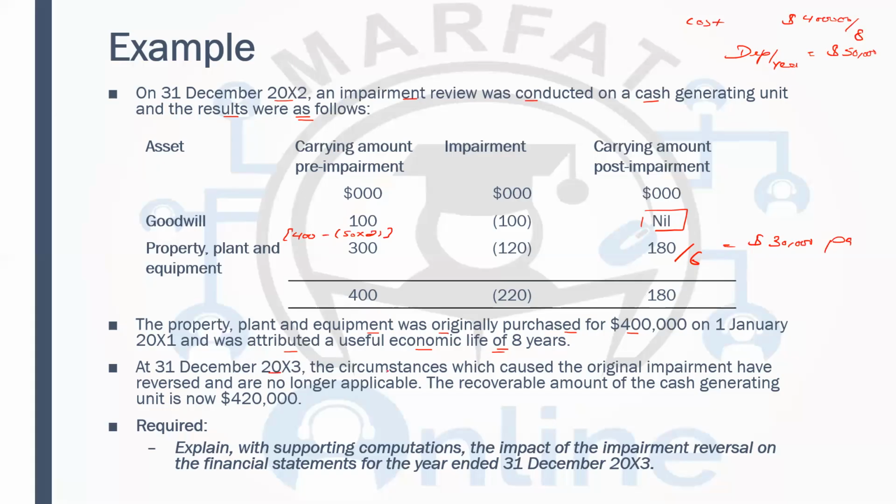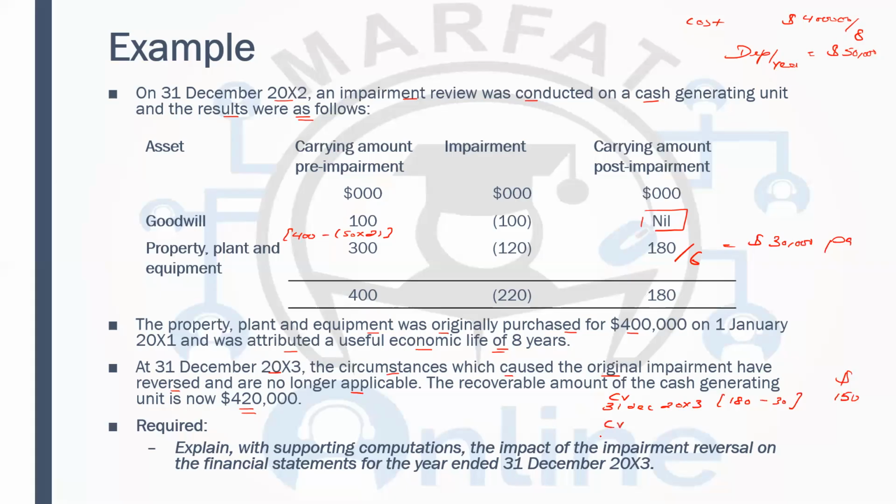At 31st December 20x3, the circumstances which caused the original impairment have been reversed and are no longer applicable. The recoverable amount of the cash generating unit is now 420,000. We are not concerned with this amount. We are concerned with the carrying value now. Carrying value now means 31st December 20x3. And how should this be calculated? 180 minus 30, 1 year depreciation because it is being reviewed after a year. So that means the carrying value now is 150.